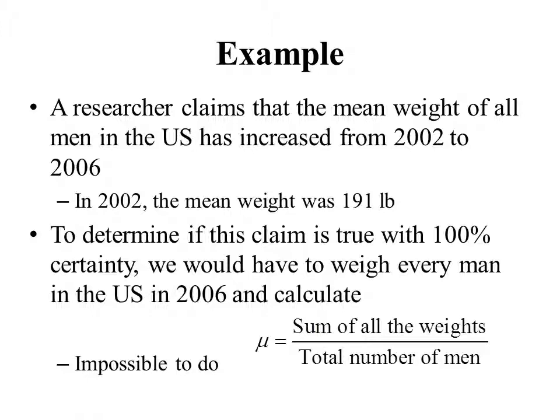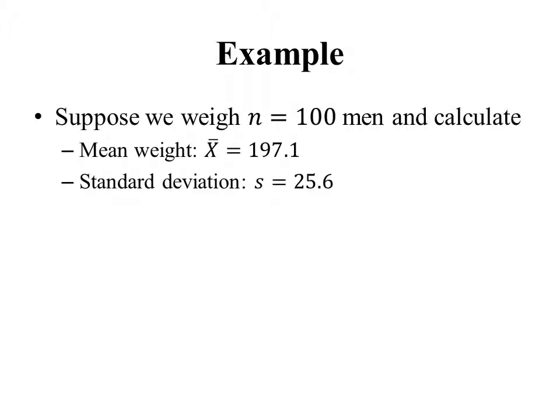So instead, we're going to have to go out and get some sample information, or information from a sample of men, and then use that information to try to determine with some level of certainty if our claim is true or false. And so suppose we did that. Suppose we went out and we weighed a sample of 100 men and calculated a mean weight of 197.1. So in other words, we weighed 100 men, we added up those 100 weights, divided by 100, and we got a sample mean of 197.1. And then we calculated a standard deviation of 25.6.